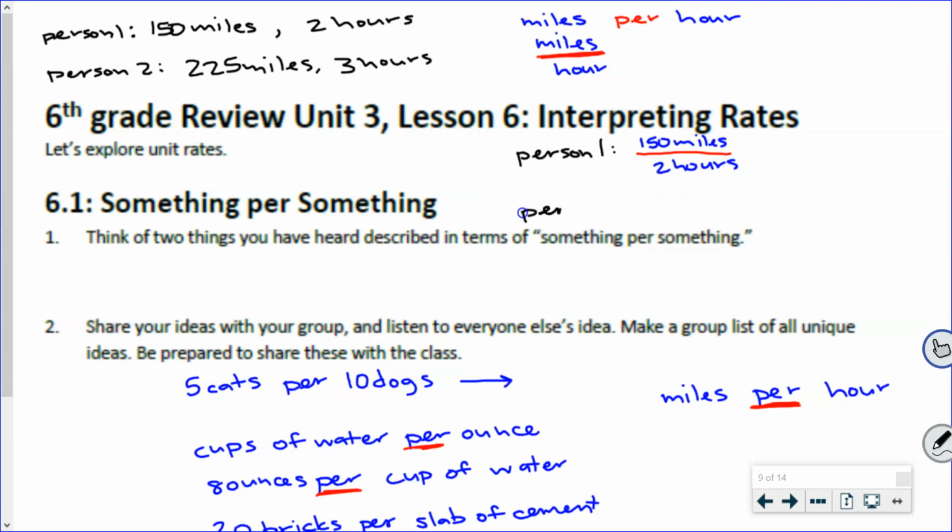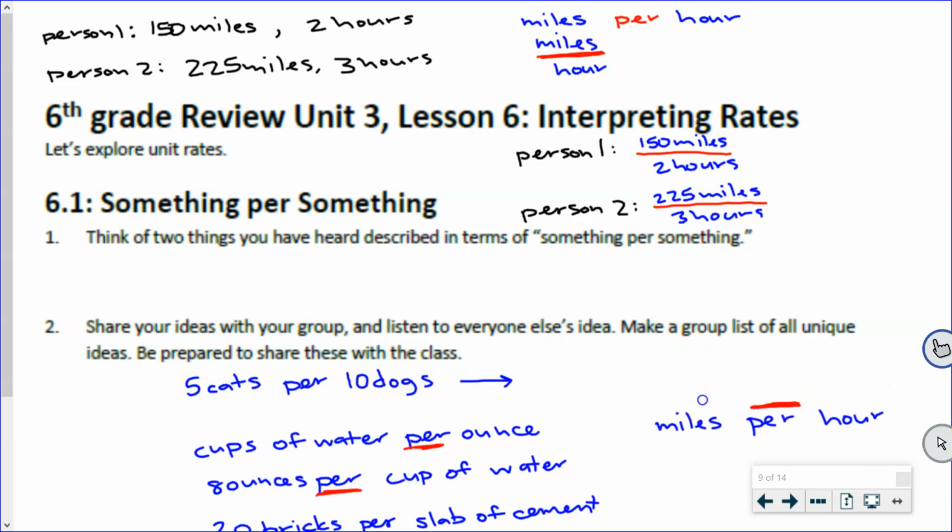And person two is 225 miles per 3 hours. But this is what's kind of interesting about these rates, right? And that's the change that I wanted to make here.